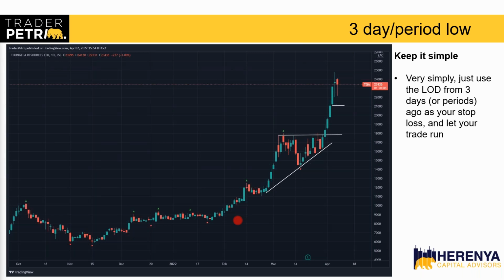And if you're trading on a daily chart, absolutely, at the end of the day, so with Tangela, I'm not sure where it closed today, but tomorrow that stop loss now moves to 220. And if it trades below 220, then you're out.